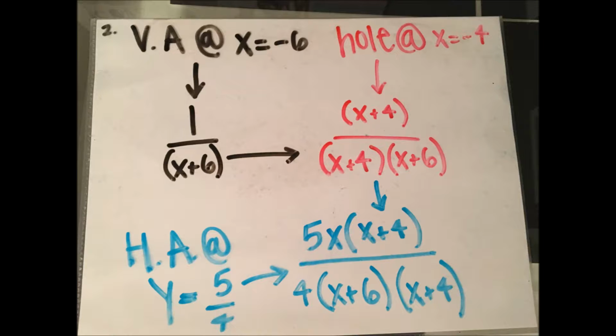And the way that you do that is you set the denominator equal to 0 and solve for x, and whatever you get x to be, that's where your vertical asymptote is. So that's why I put x plus 6 on the bottom, because when you set that equal to 0, you get x equals negative 6, which results in a vertical asymptote at x equals negative 6.